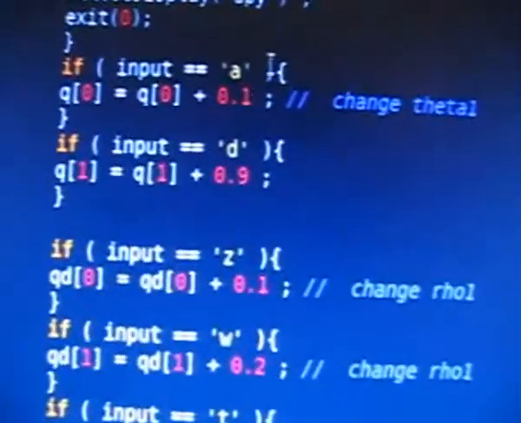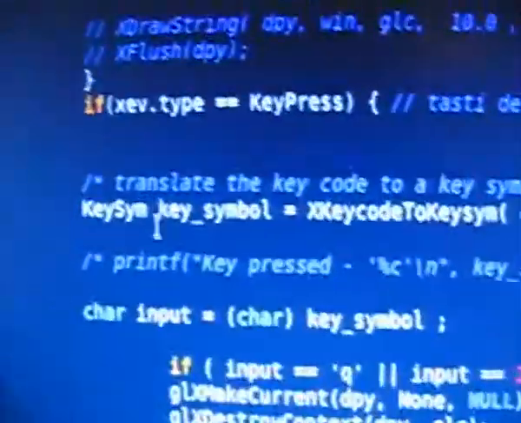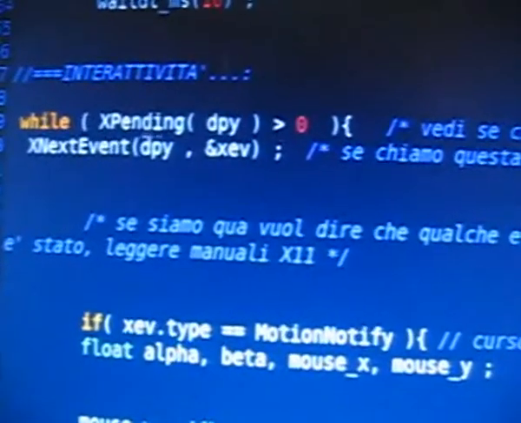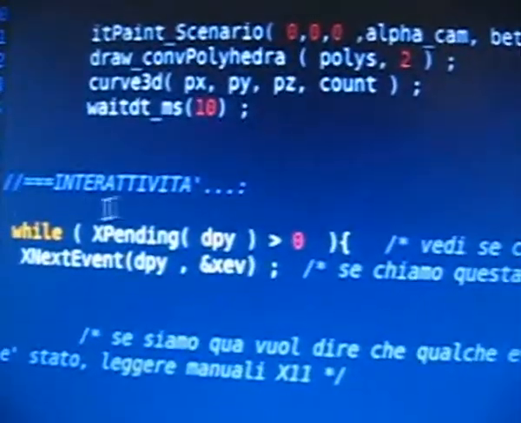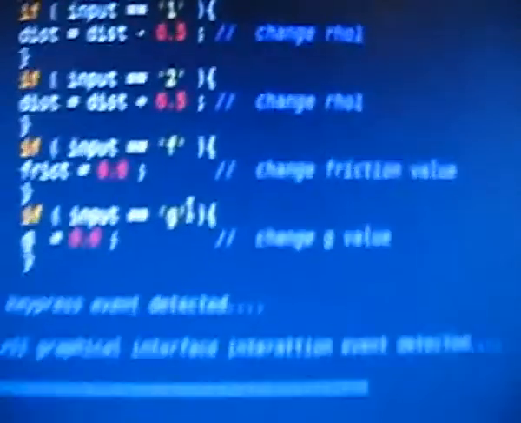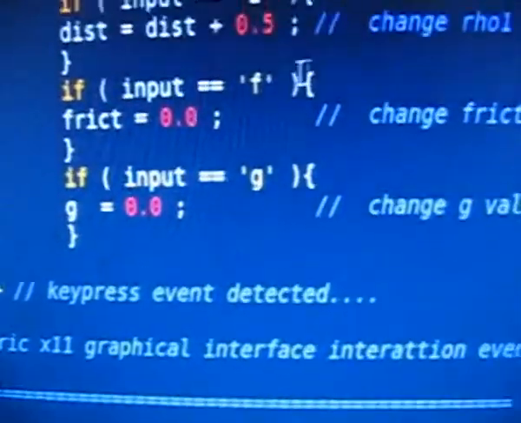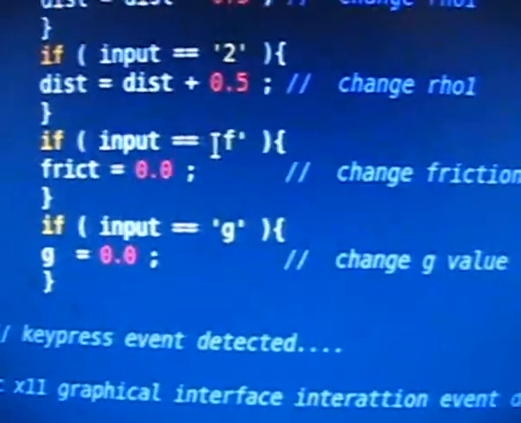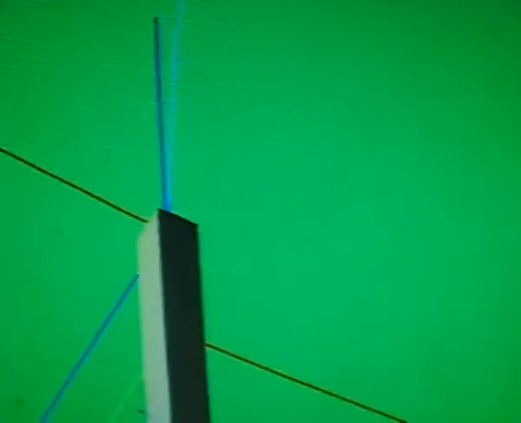In these programs, since I couldn't write a list of the keys, one should just look up in the code the section dedicated to the interactive things, the interactivity, and see what is for what. So for example, where one can activate the gravity and so on. Friction, gravity, and so on. Let's run the simulation again.